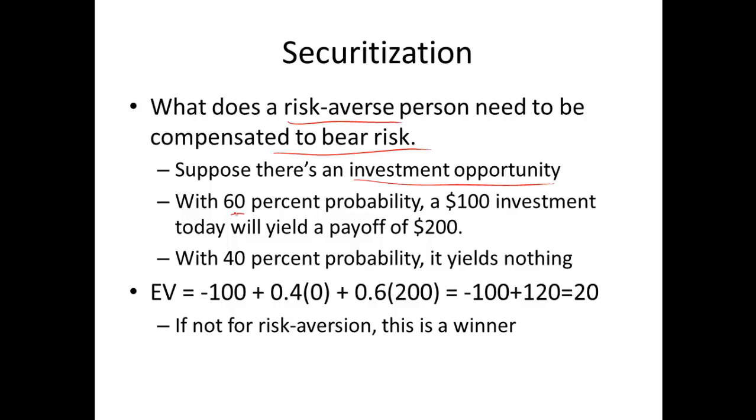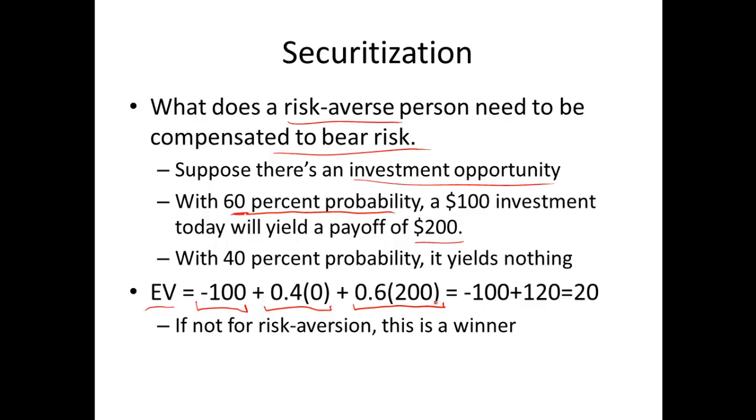With 60% probability, a $100 investment today will yield a payoff of $200. But with a 40% probability, it yields nothing. Okay? What's the expected value of this thing? Well, you pay out 100 with certainty to go into this deal. 40% of the time you get back 0. 60% of the time you get back 200.